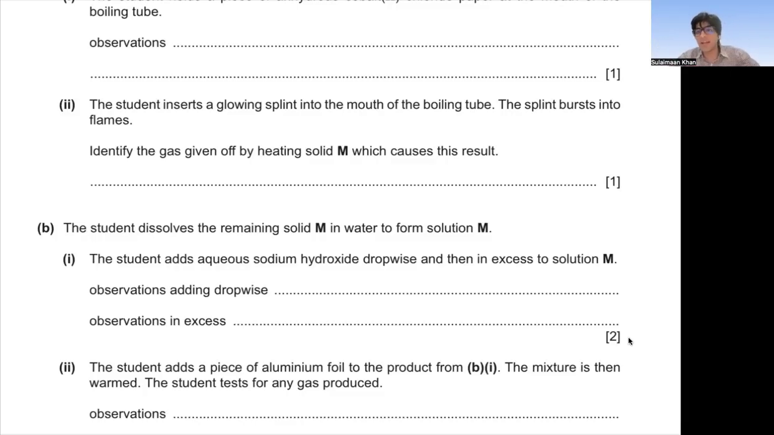So you'll never forget that for hydrogen it's a lighted splint, you light the match, and for oxygen it's just a glowing splint, because oxygen helps in burning, it'll relight it. But it's given in the table.